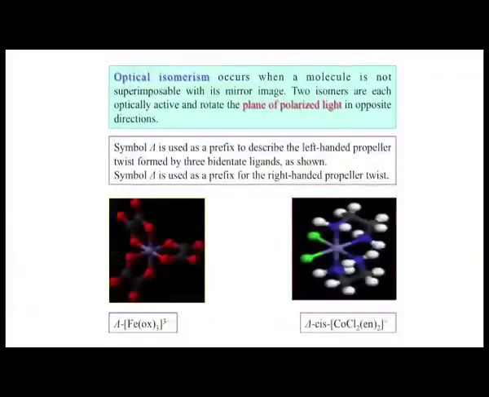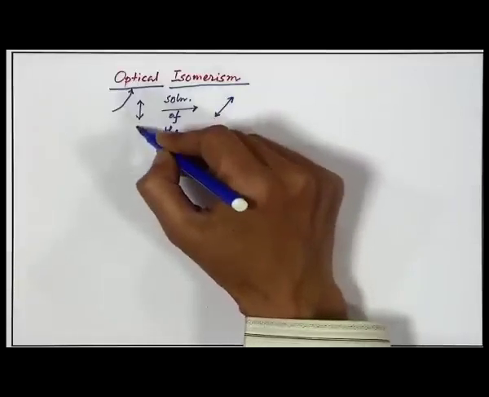So, this is what we get when a molecule is not superimposable on its mirror image. This is the very basic definition of optical isomerism. We can have two isomers that are not superimposable on their mirror images, and each of them will be optically active. Each of them is called an enantiomer, and they rotate the plane of polarized light in opposite directions. So, if one is rotating in one direction, the other will definitely rotate the plane polarized light in the other direction.